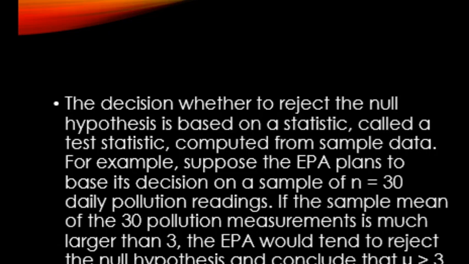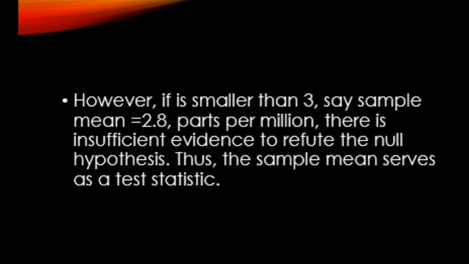We have 30 pollution readings. If the sample mean of these 30 readings is much larger than 3, then the EPA would reject the null hypothesis and conclude that the mean is actually greater than 3. However, if the sample reading is less than 3, let's say the sample mean is 2.8 parts per million, then we do not have sufficient evidence to refute the null hypothesis. And in that case, the value mu equals 3 will be accepted.